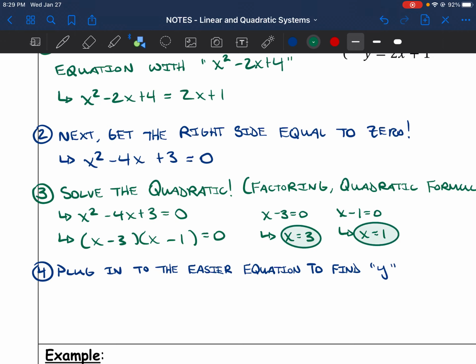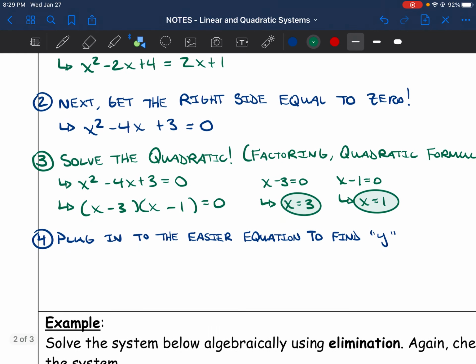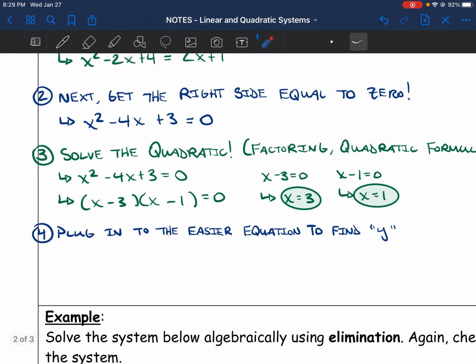So what this did is it found both of our x coordinates for us, but we still need to find the y coordinates. So what we're going to do is plug x equals 3 and x equals 1 into the easier equation, which, by the way, is pretty much always going to be the linear equation in most cases. We're going to plug both those x's into the easier equation to find the y values. So let's go ahead and do that.